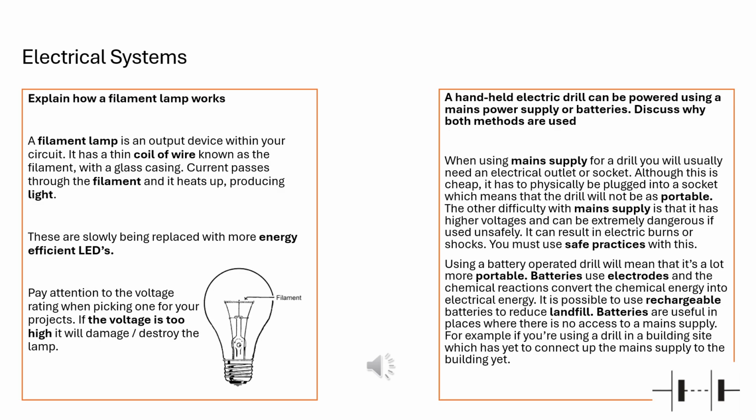So to help you at this point, I've included a little bit of a diagram of a light bulb so you can see how it works. Now, a filament lamp is an output device within your circuit. It has a thin coil wire, which you can see in this diagram here. So this coil or wire is known as your filament, and we have a glass casing around it. The current passes through this filament, and as it heats up, it produces light. So the more current going through it, the brighter it's going to be.